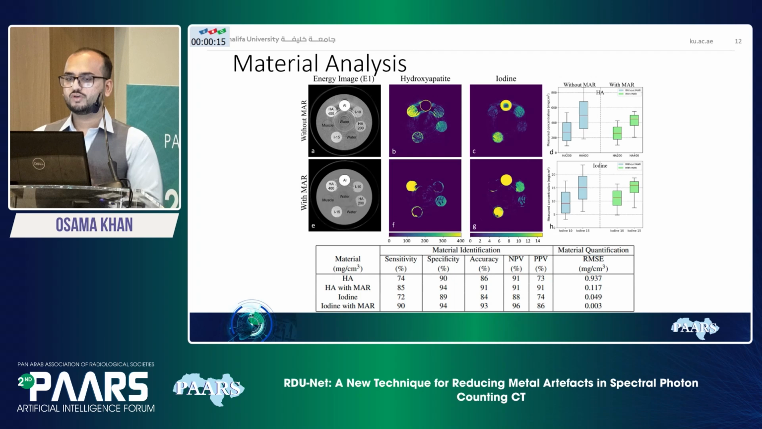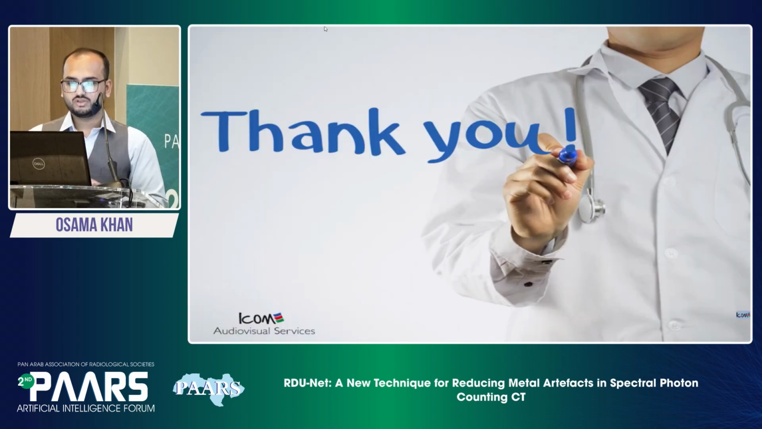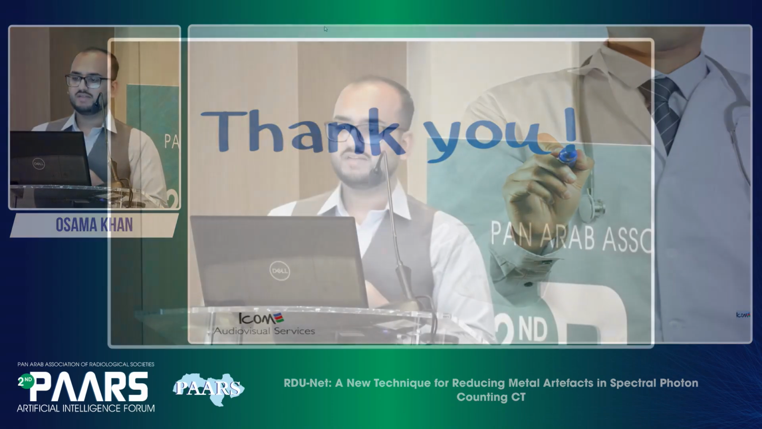So we moved on to the next stage, which was material analysis, which also gave us very good results for both iodine and hydroxyapatite elements. So that's the proposed RDU network, and it gave us very good results. We are currently trying to use a biological data set in order to finish and improve our model.